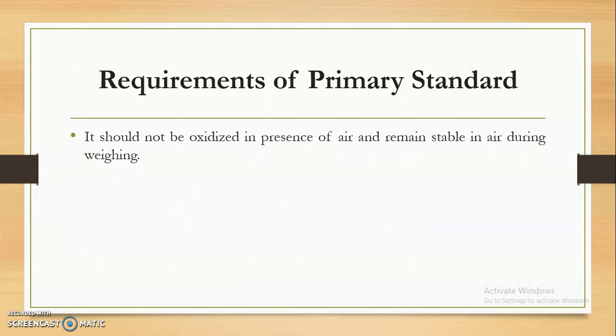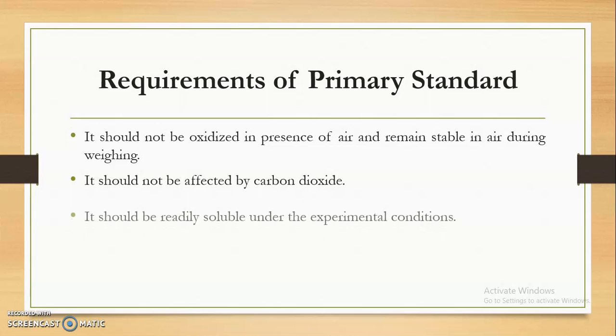The next condition is that it should not be oxidized in the presence of air and should remain stable in air during weighing. It should not be affected by carbon dioxide. Oxygen is present in the air, and due to the presence of oxygen, certain substances are oxidized. So a primary standard should not be oxidized in the presence of air, it must remain stable in air during weighing, and it should not be affected by carbon dioxide also.